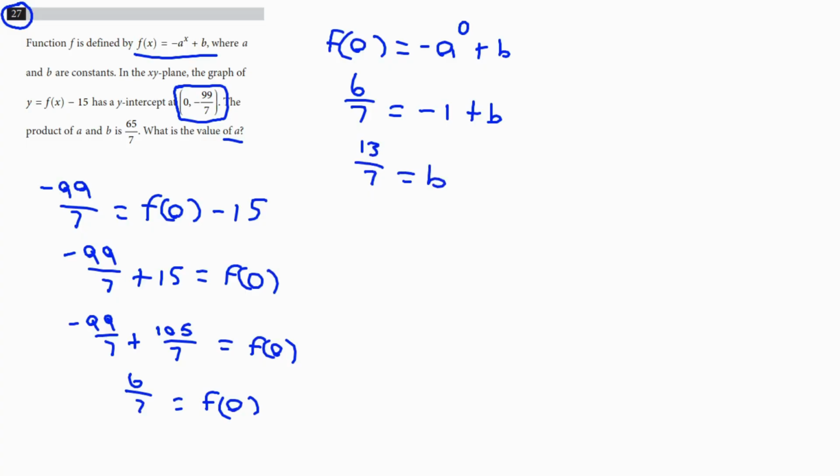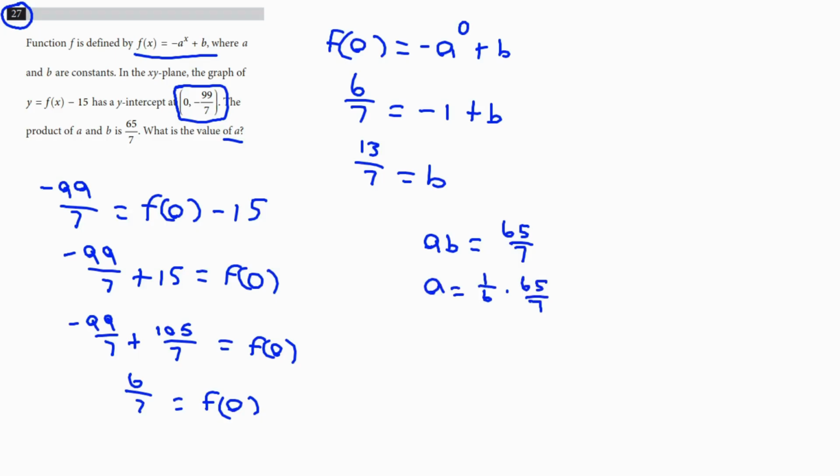Okay, so now that we know b, and then we know the product of a and b is 65 over 7, we can easily find a. So let's write that as an equation. So ab is going to equal 65 over 7. And then we can solve for a. a is going to equal 1 over b times 65 over 7. I just divided the b over.